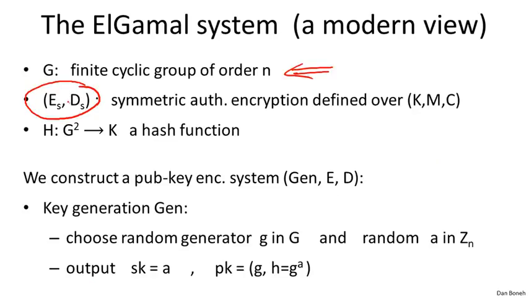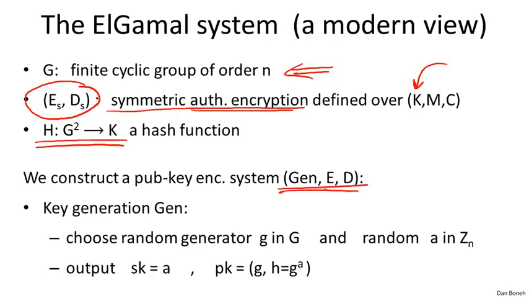These are the encryption and decryption algorithms of a symmetric encryption system that happens to provide authenticated encryption. And the key space for this system is capital K. And then we're also going to need a hash function that maps pairs of elements in the group, namely elements in G squared, into the key space. Now here's how the public key encryption system works.